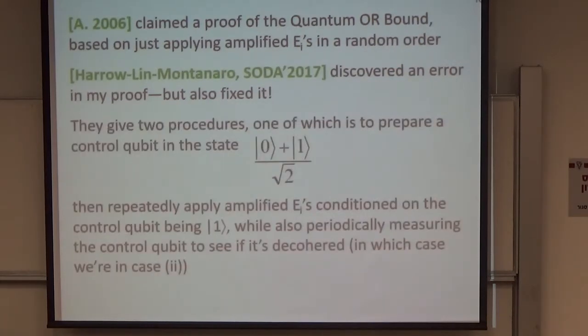So they apply a bunch of measurements, the Ei's, they simulate applying them, but only conditional on a control qubit being in the state 1. And then they periodically measure the control qubit in a plus-minus basis to see if the control qubit is decohered. And the idea is that if a lot of these measurements are leading to accepting, then that's going to decohere the control qubit, and I'll notice it, and then I'll know which case I'm in. That's the idea. You can look at their paper for details.